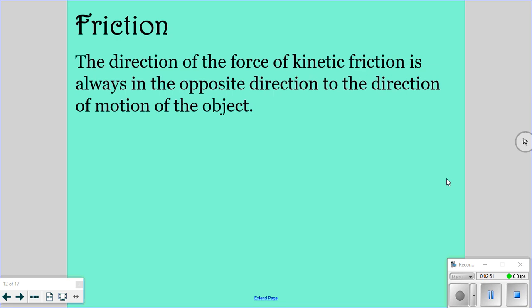The direction of your force of kinetic friction is always in the opposite direction to the direction of the motion of the object, because it's always pushing backwards. It's always trying to slow you down. Friction, you want it when you're driving, otherwise you would just slide off the road. But when you're moving something, sometimes you wish that you didn't have as much of it, but it is going in the opposite direction because it's slowing you down. It's resisting you.